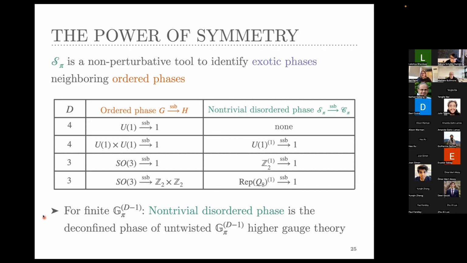Wouldn't it be the Z2 times Z2 symmetry that fractionalizes? Like the remaining zero-form? No, it turns out that's not what happens. I think I'll show this example in like two or three slides, and I'll specifically comment about why it's the SO3 symmetry. Thanks.